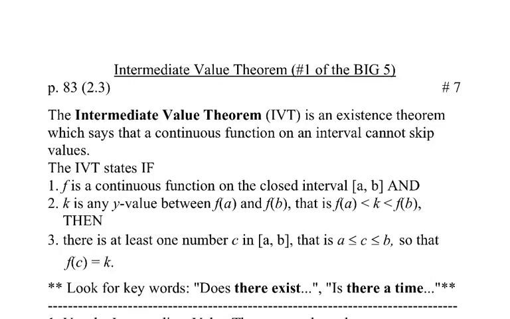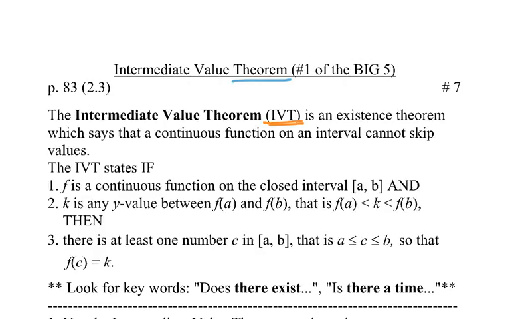Alright guys, this is note card number 7, which is on the intermediate value theorem, and you see that it says number 1 of the big 5. What that's referring to is that there are 5 different theorems that we're going to talk about this year in AP Calc, and this is the first one. We'll call it IVT for short. So this note card is all about IVT.